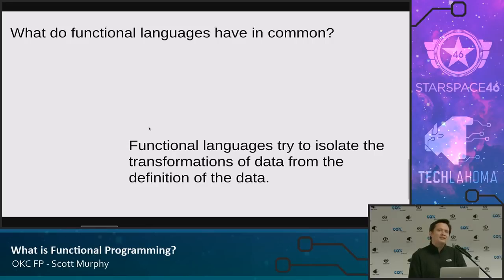But the reason that you would want to isolate the transformations of data from the objects is maybe subtle. Does anybody maybe have a thought of why you might want to split your data from the objects transforming the data?